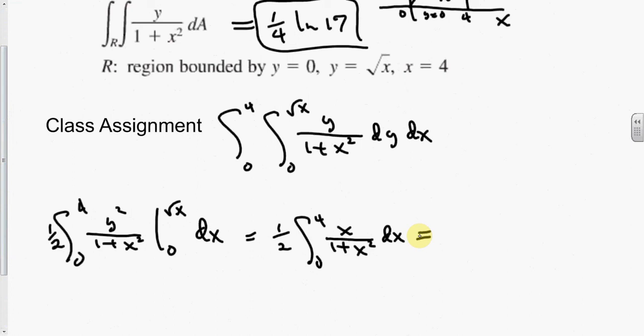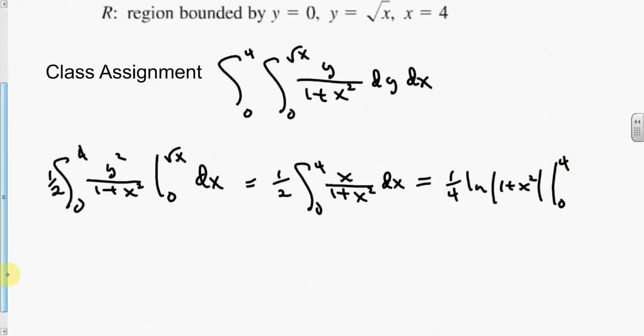So you let, yes sir, you got it. Good man, good. So you let u equal 1 plus x squared, du is 2x dx. So you have 1/2 and also another 1/2, so you have 1/4 times the natural log of 1 plus x squared. The x goes from 0 to 4. So when you plug in x equal to 4, you get 16 plus 1, the natural log of 17, and it's 1/4 times that. And then the other one is 1/4 times the natural log of 1. That's just 0. So it's just 1/4 times the natural log of 17.